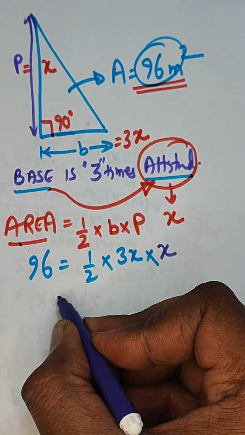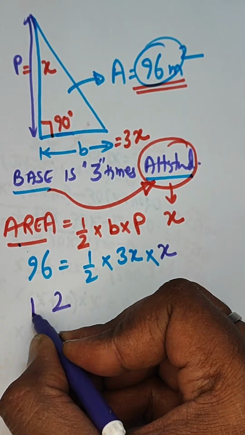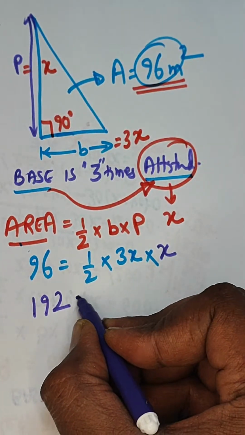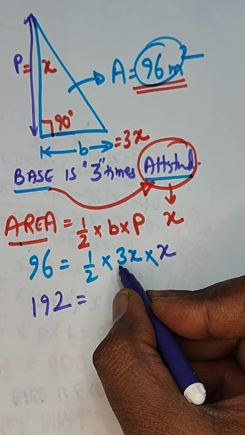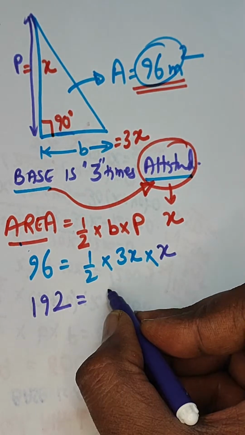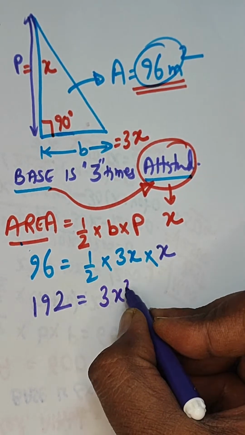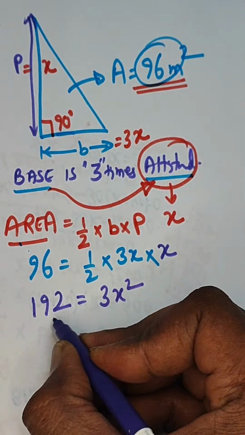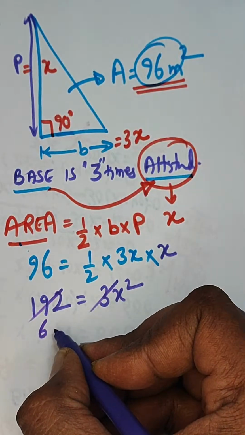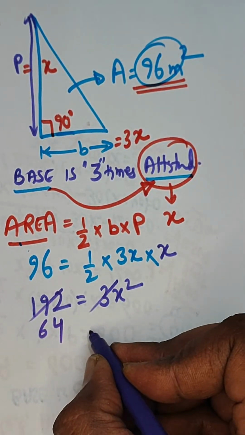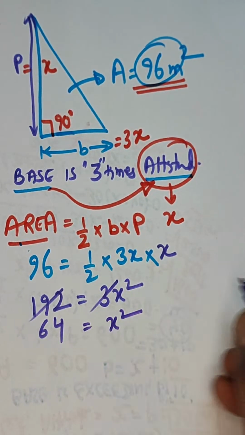2 into 96, 2 6 12, carry 1, 2 9 18, 1 19. 192 equal to 3x into x, which is equal to 3x square, right? And 3 will divide this 192 how many times? 3 6 18, 12, 3 4 12. So this will give you the value of x square equal to 64.